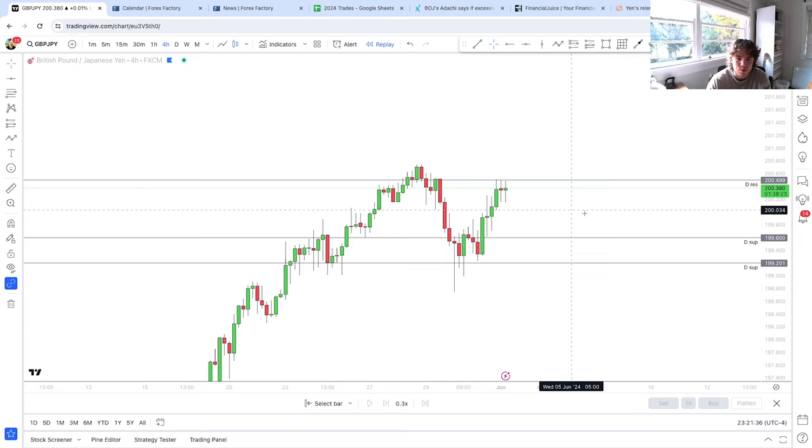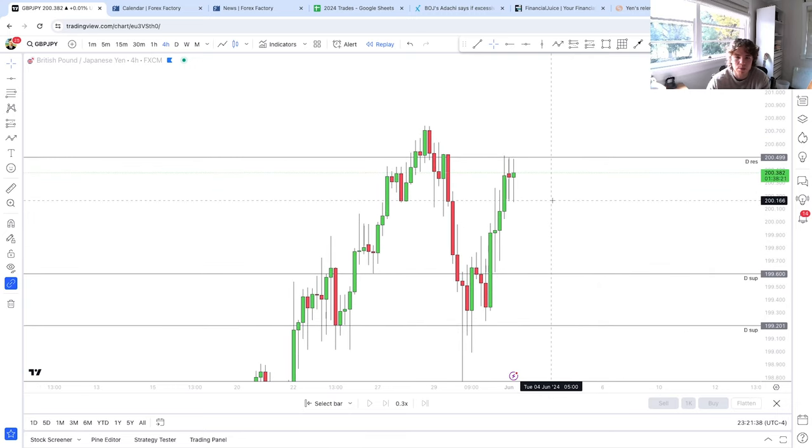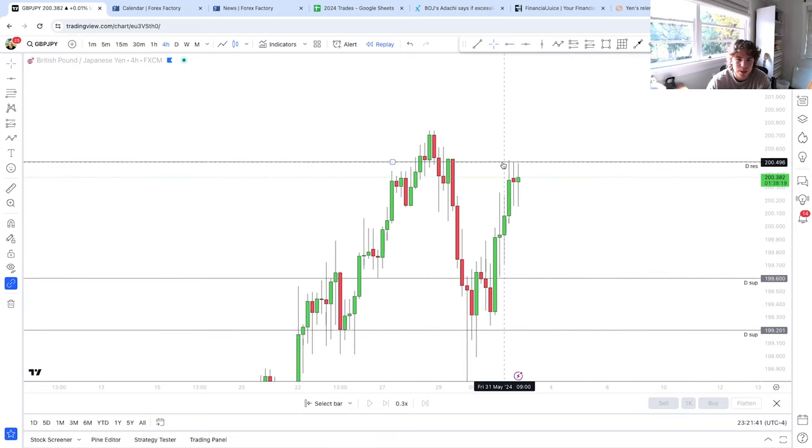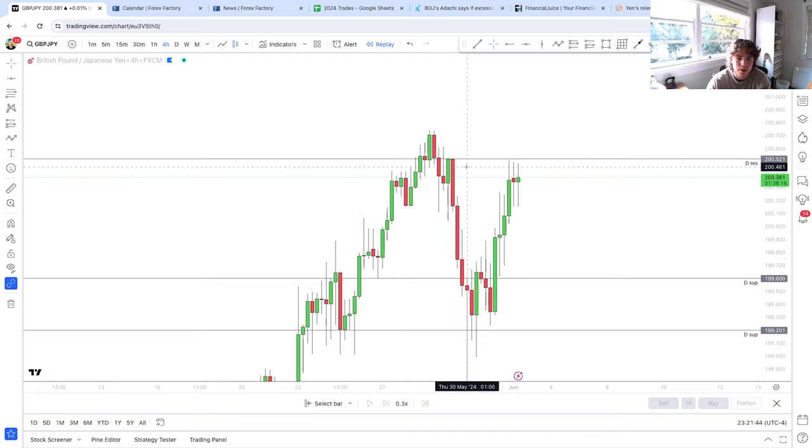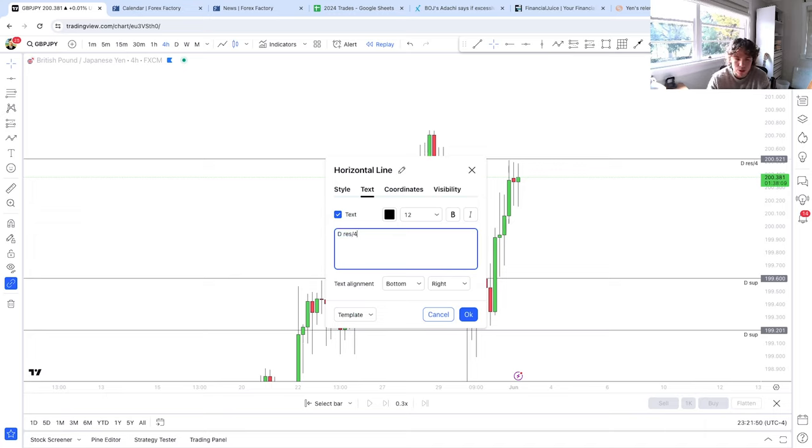Okay, then we can go down to the 4 hour and we can start seeing how price is reacting. Okay, so we can adjust this a little bit because we're not going to be trading in that little 1 or 2 pip range. Okay, so we can adjust this and we can add to this. This is also a 4H. Okay, so 4 hour resistance.